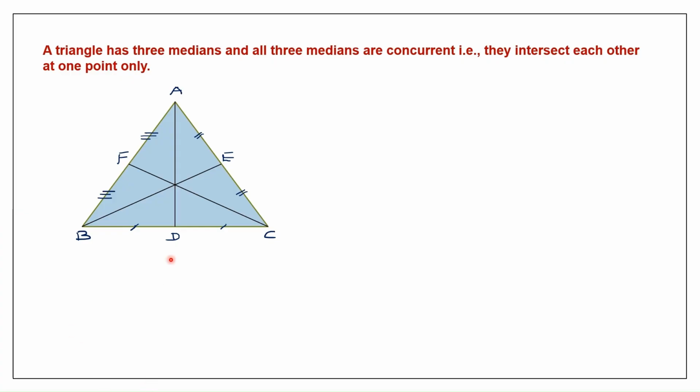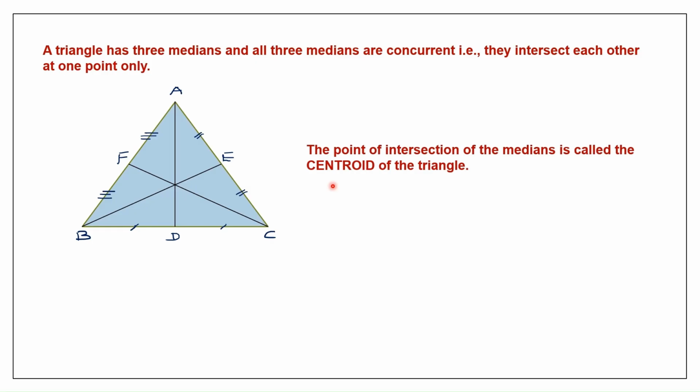Now, as you can see, all three medians intersect at a particular point. The point of intersection of the medians is called the centroid of the triangle. So this is called the centroid of the triangle. So in the figure, O is the centroid. So let's name this as O. The point where all three medians meet, this point in red here, is the centroid of triangle ABC.